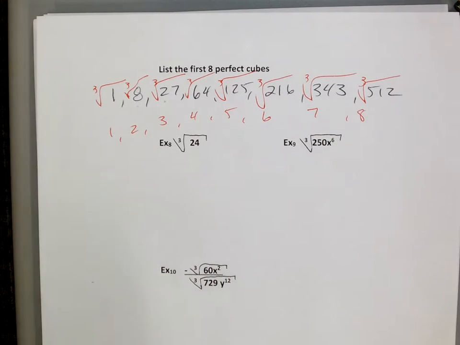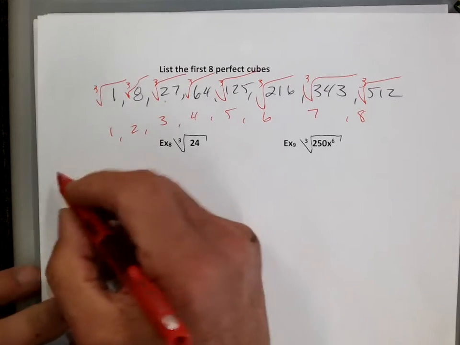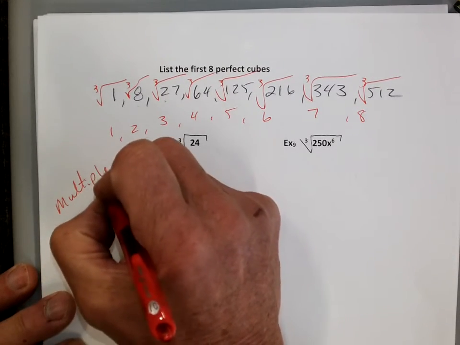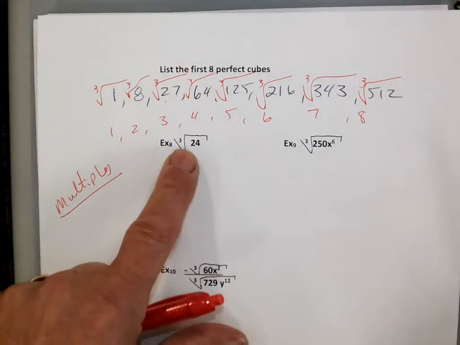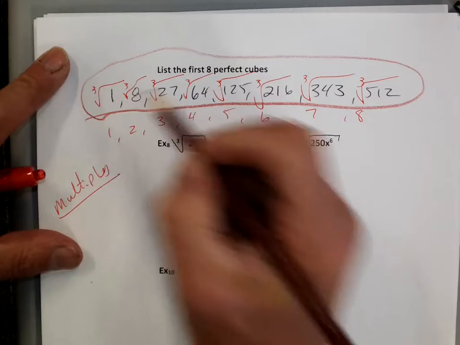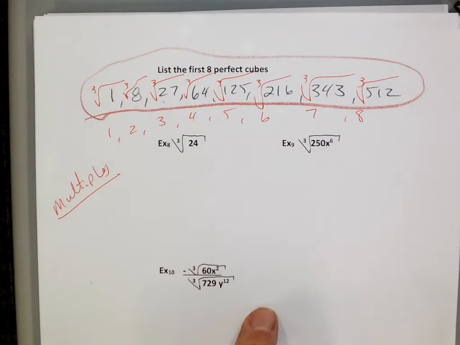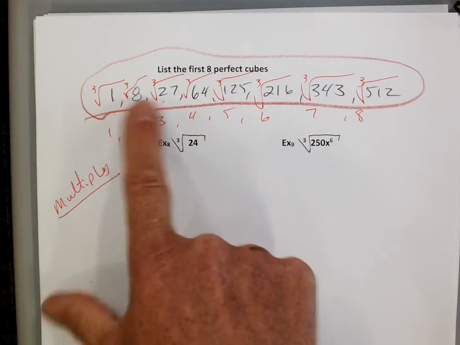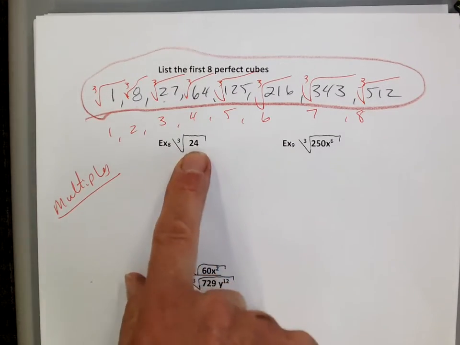Anyway, let's take a look at the cube root of 24. Same thing, we're going to break it down. I want multiples, and since it's a cube root, I want one of these perfect cubes. So what times what makes 24? Well, how about 8? Because that's one of these. I'm looking for a perfect cube because I can take the cube root of 8.